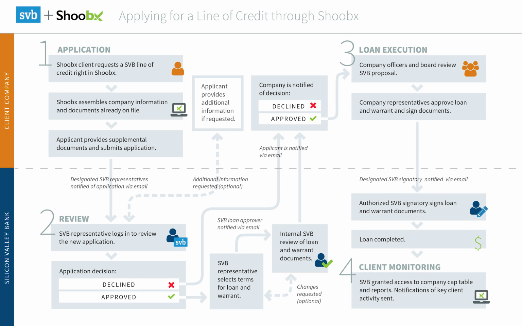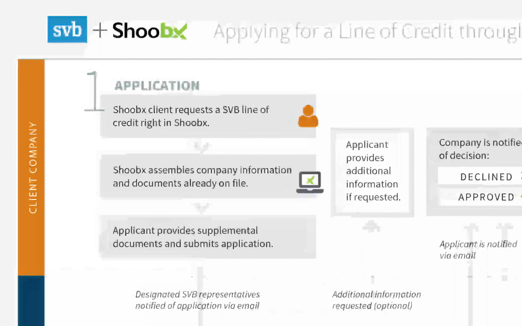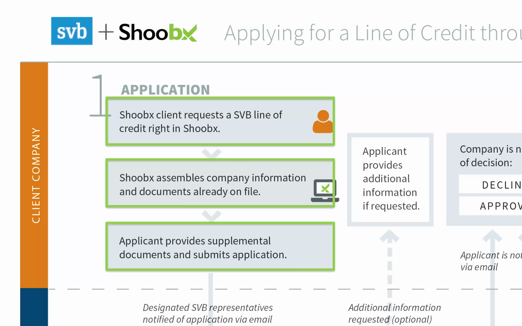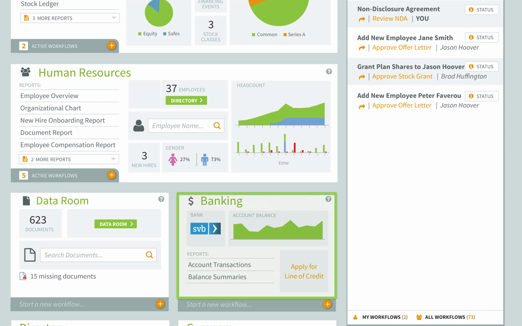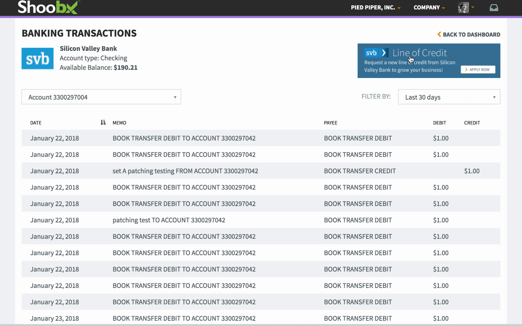Today we'll be looking at an SVB demo sharing how client monitoring and loan origination might work in the Shoebox platform. We'll start off with the client company handling their application, requesting a line of credit. From the dashboard, we look at the banking application and kick off requesting a line of credit.